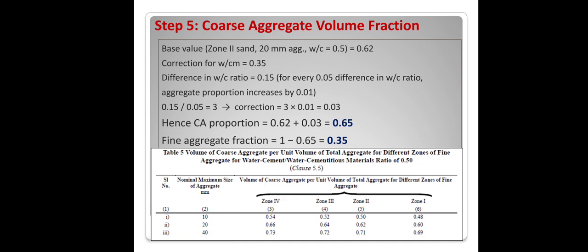Next step is calculation of coarse aggregate volume fraction. The base value for zone 2 sand and 20 mm aggregate at a water cement ratio of 0.5 is 0.62. Our adopted ratio is 0.35, so a difference of 0.15. Since the rules add 0.01 for every 0.05 difference, that is 3 increments, or we can say it is 0.03. So our coarse aggregate fraction becomes 0.62 plus 0.03 equaling 0.65, and fine aggregate takes the remainder 0.35.